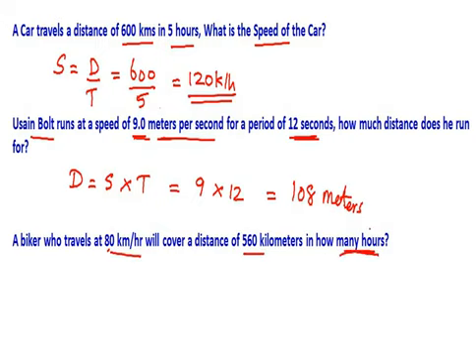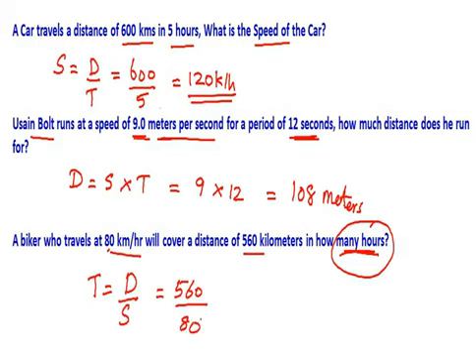A biker who travels at 80 kilometers per hour will cover a distance of 560 kilometers in how many hours? So in how many hours means we are trying to calculate the time. So time is equivalent to distance upon speed. So distance is 560 and the speed is 80 kilometers per hour. If we try simplifying, we are going to get 7 hours as the answer.